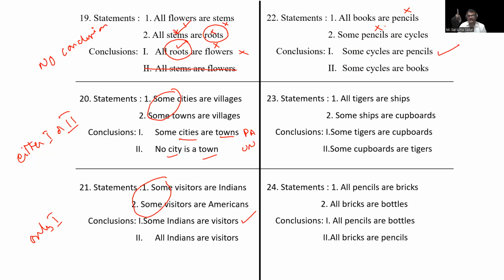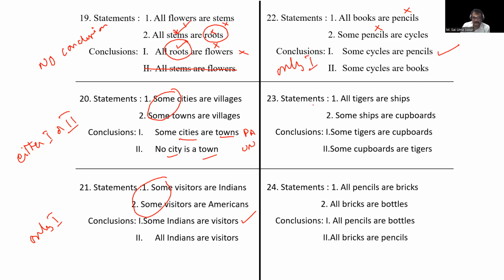Complementary pair is also not satisfied. Why? Because here we have 2 conclusions. First conclusion is a valid immediate inference. So, complementary pair is not satisfied. So, what is the answer? Answer is only 1 follows.